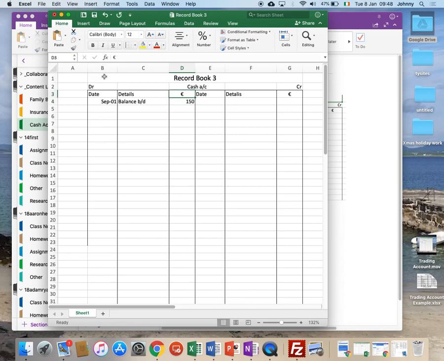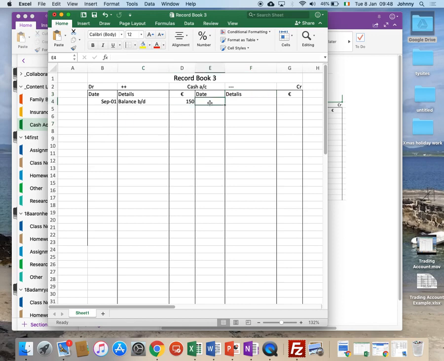So what I'm going to put up here, just as a reminder, we're going to put plus here for the DR side. And we're going to put the minuses over on the CR side. So that's when we go and we spend money. Okay? The next one, bought lunch in the canteen, €5. Which side is that on, DR or CR?